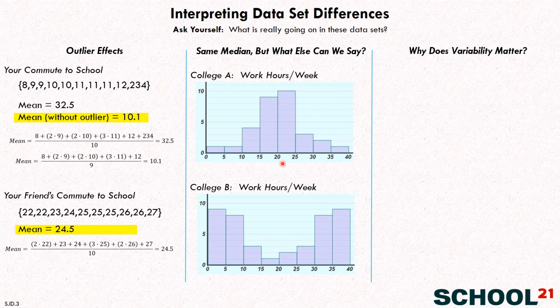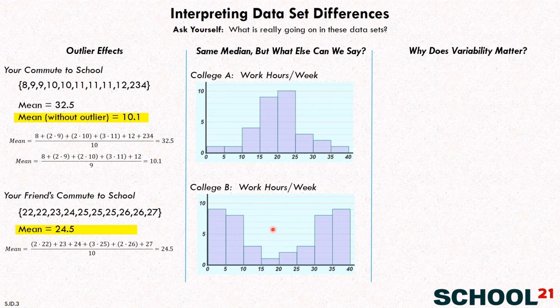So if we were to say, hey, the median hours per week at college A of working is the same as the median hours per week of working at college B, then we would be making a true statement, but would we be fully capturing the story? No. No, we wouldn't, right?